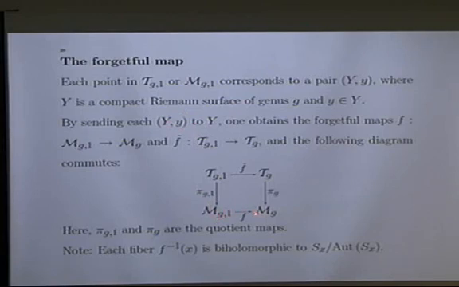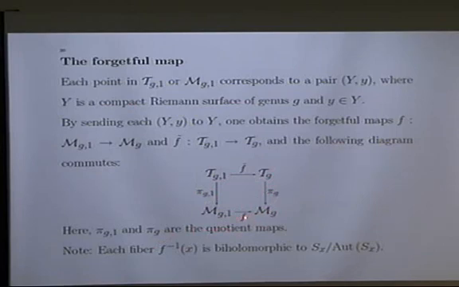You forget the marked point, and you can lift this forgetful map to the universal cover, so it's from T_{g,1} to T_g. So you have this F tilde, again the forgetful map, and these pi's are the corresponding quotient maps, and you have this diagram being commutative.